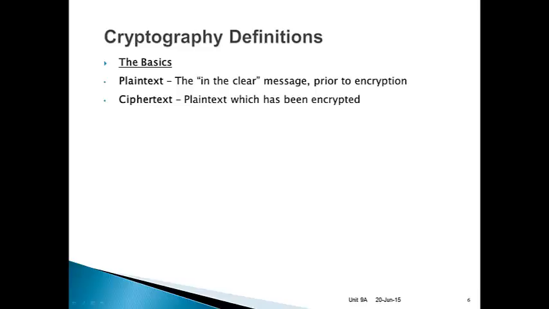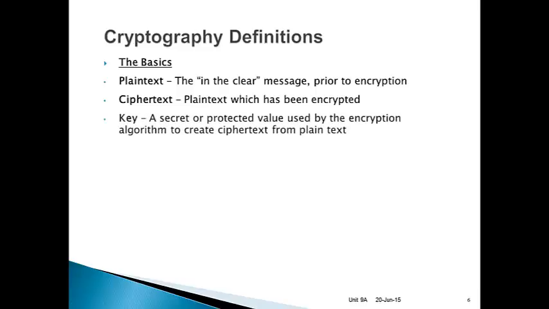You change it into something that a third party can't read, doesn't know what it is, and can't figure it out. That's ciphertext. You convert plain text to ciphertext, and then the recipient has to convert the ciphertext back to plain text. The key. It's a secret or protected value used by the encryption algorithm to create the ciphertext from the plain text. You have an algorithm, which is a mechanism. You put into that algorithm the plain text, and then given a key, you generate the ciphertext.